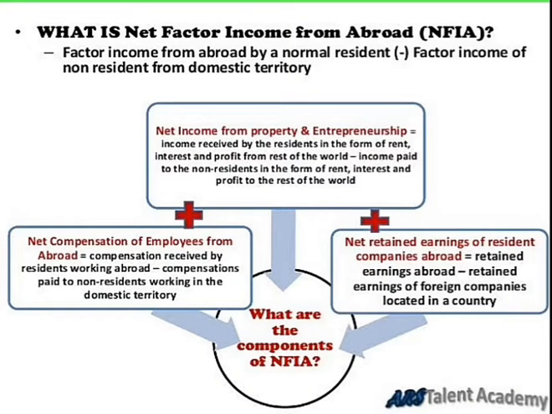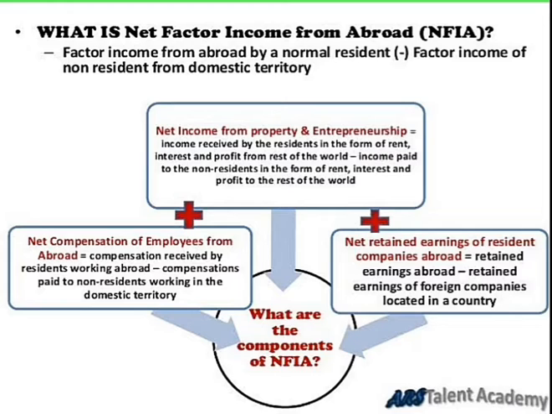So now components of NFIA. There are three components of NFIA which are generally added in the national income: net compensation of employee from abroad, that is compensation received by the resident working abroad, minus compensation paid to non-resident working in the domestic territory.